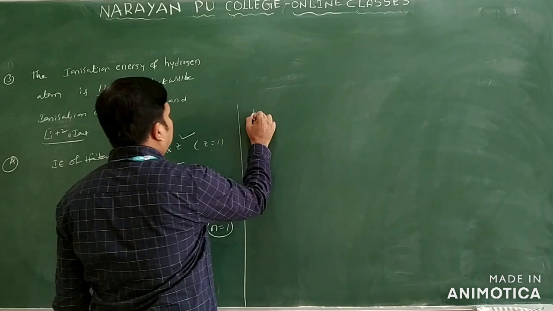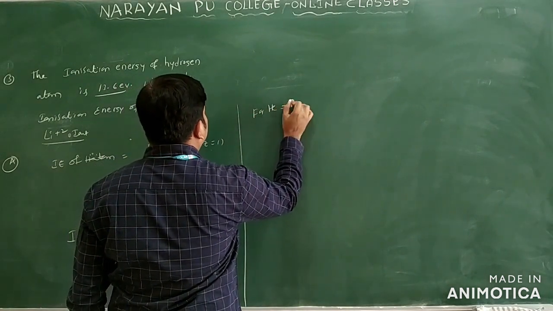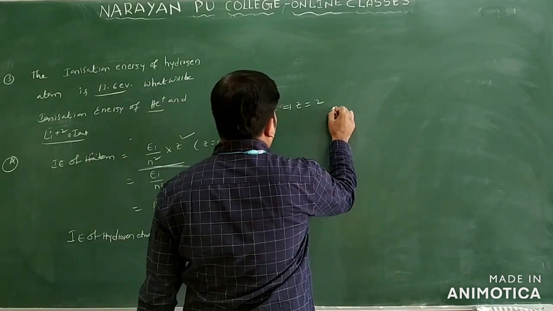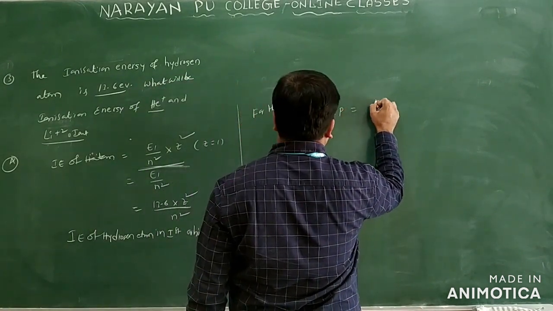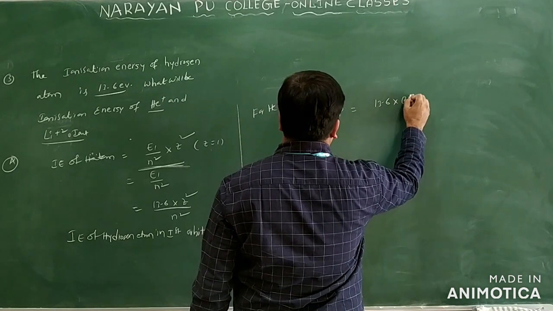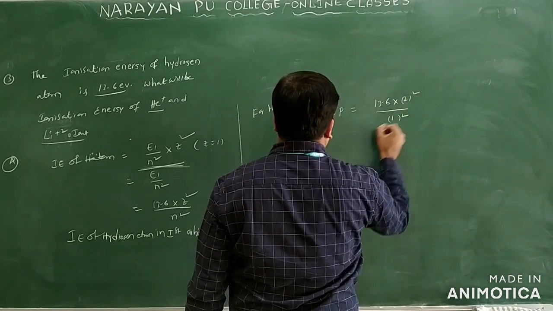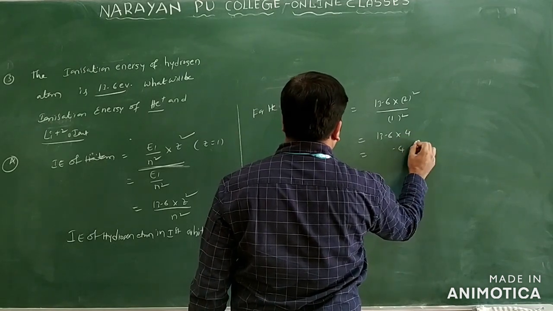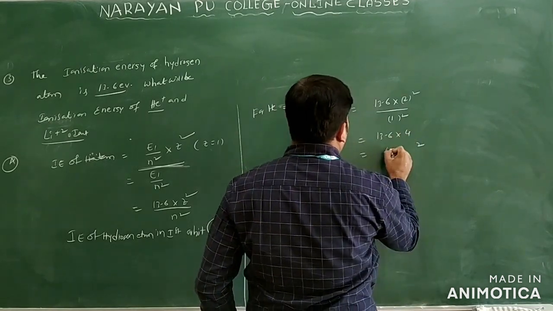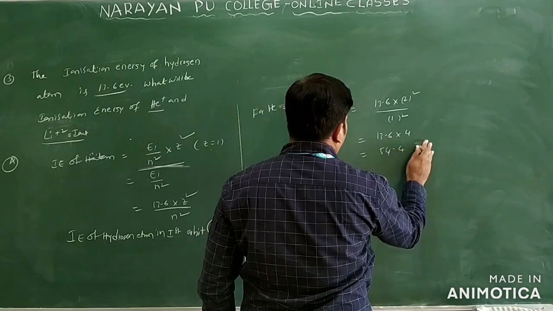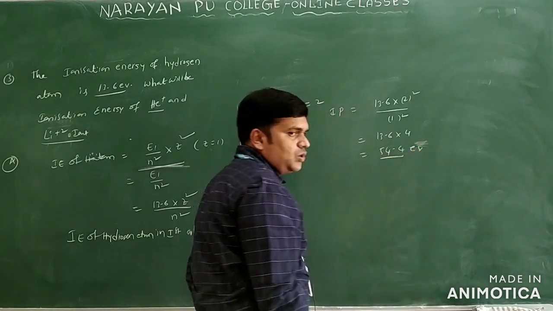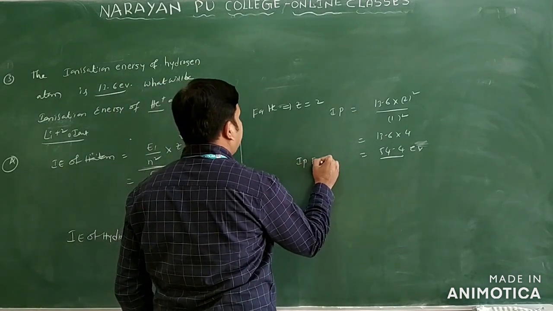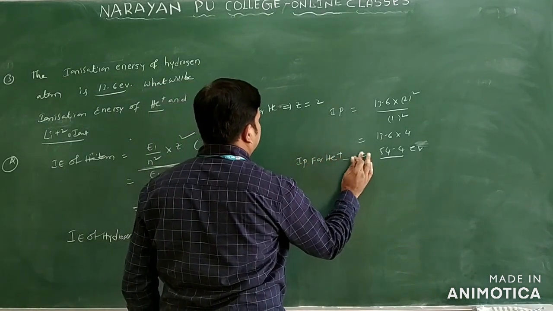For helium atom, Z is equal to 2. From this you can write ionization potential is equal to 13.6 into 2 square by 1 square. 13.6 into 4 we have, and we get 54.4 electron volts. For which atom? For He plus only. Ionization potential for He plus.